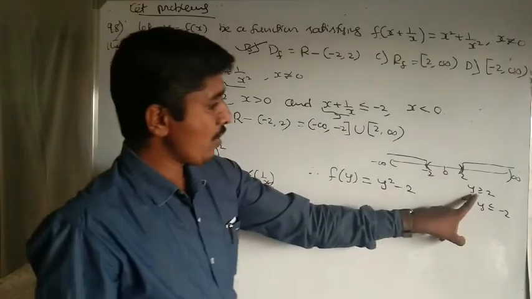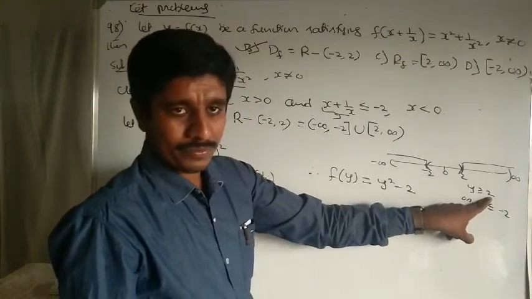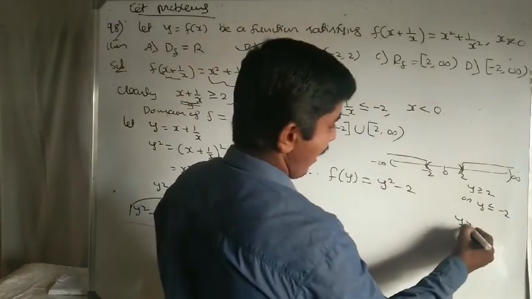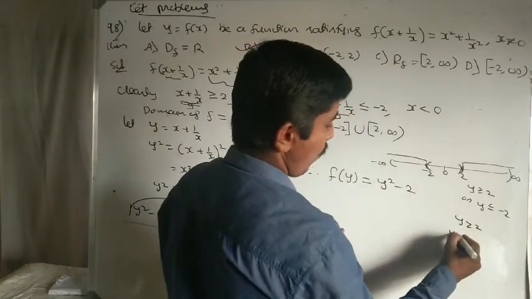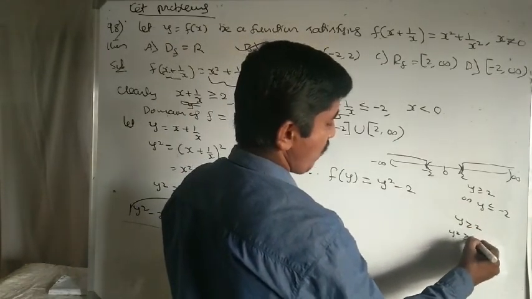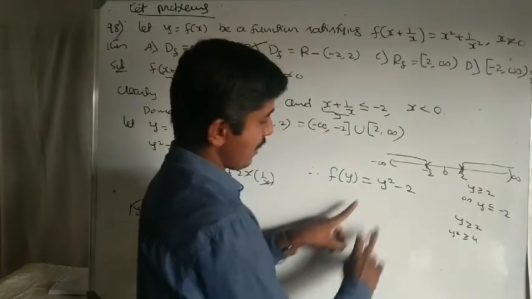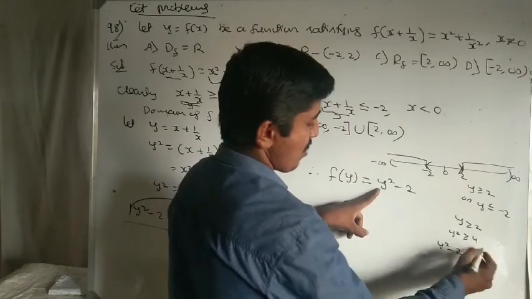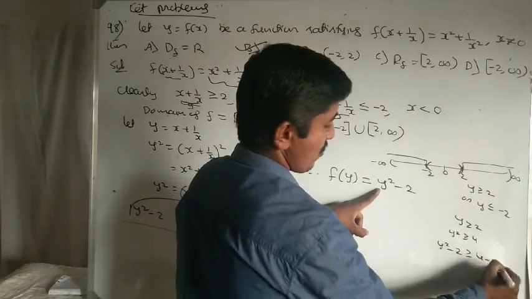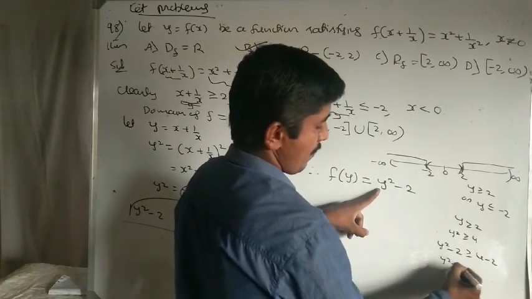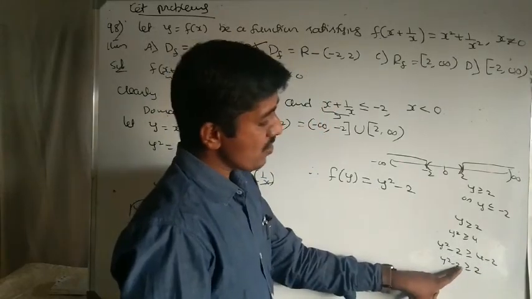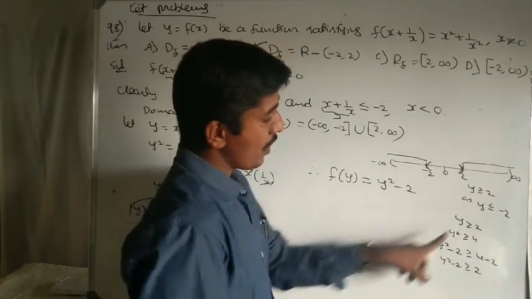Correct. Suppose y is greater than or equal to 2. Squaring on both sides, y square is greater than or equal to 2 square. Correct. Y square minus 2, adding minus 2 on both sides, 4 minus 2, 2. Correct. Mind it, y square minus 2 is greater than or equal to 2 according to the given condition.